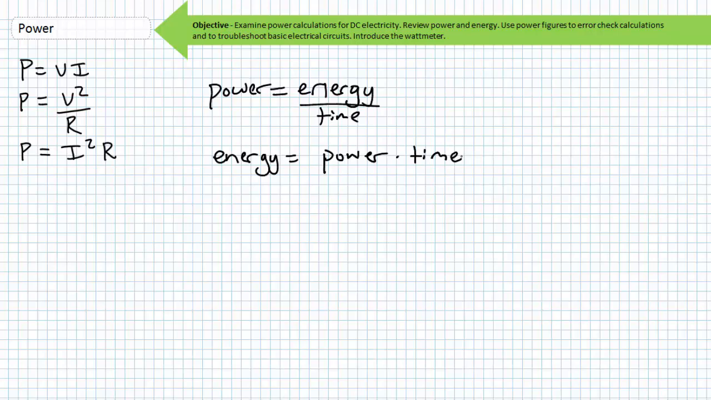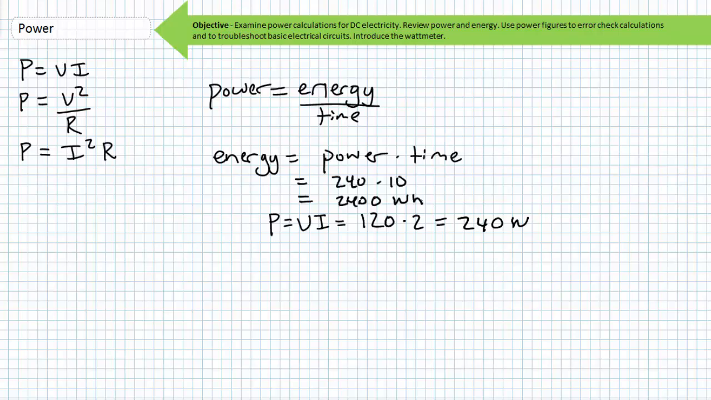Energy is power times time. A device drawing 2 amps from a 120 volt source would dissipate 120 times 2, or 240 watts. If this 240 watts was used for 10 hours, it would use 2,400 watt hours of energy, or more appropriately, 2.4 kilowatt hours. The kilowatt hour is a unit of energy. It is not a unit of power. I know there's a watt in there, but look at it.